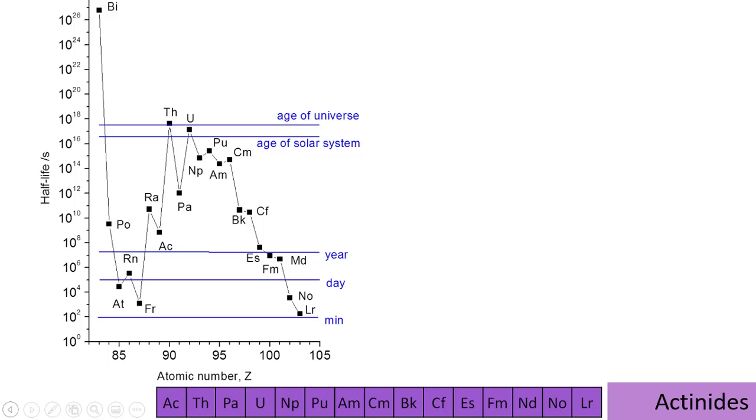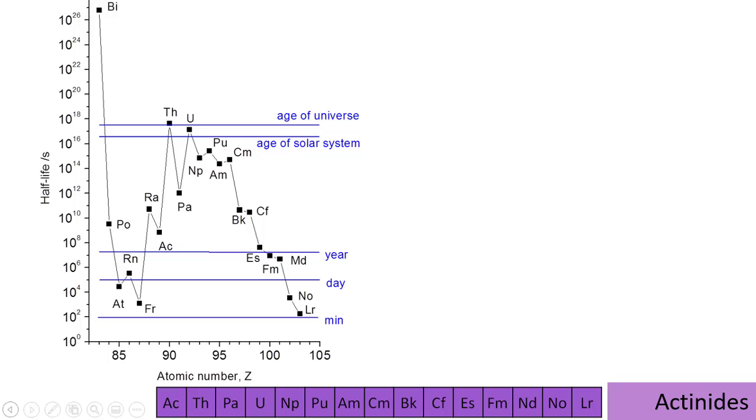So this is a rather ridiculous semi-log plot, which ranges 27 orders of magnitude. At the bottom is 10 to the power 0, that's 1 second in plain English. 10 to the power 2 is 100 seconds, that's about a minute. 10 to the power 6 is 1,000,000 seconds, and that's about a month.